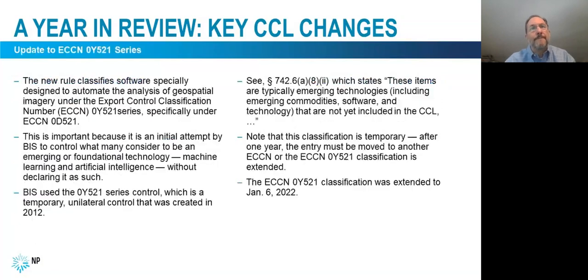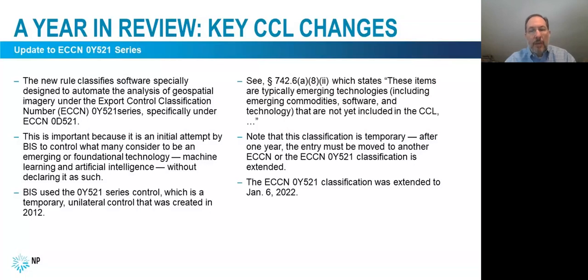All right, so the first change of 2020 came as an obscure addition to Category 0. Specifically, it relates to the 0Y521 series ECCNs. For those of you that are not familiar, the 0Y521 series ECCNs were instituted back in 2012 to provide a mechanism for BIS to propose controls on emerging technologies. It's moved around a little bit. I provide the section reference. It's in the EAR section 421, which identifies how this was implemented. The regulation itself creates a group of temporary ECCNs in Category 0 designated as 0Y521.